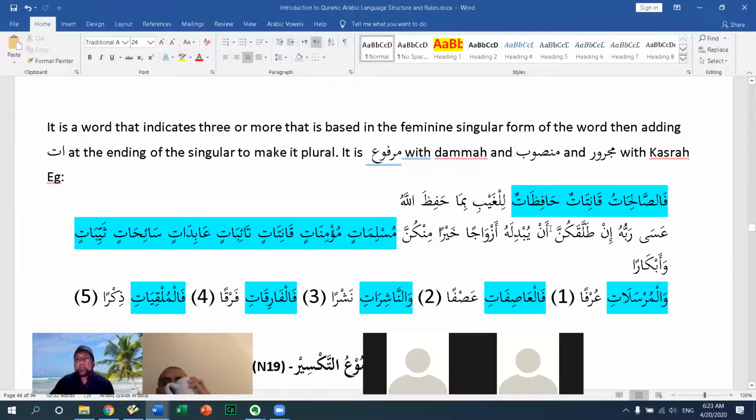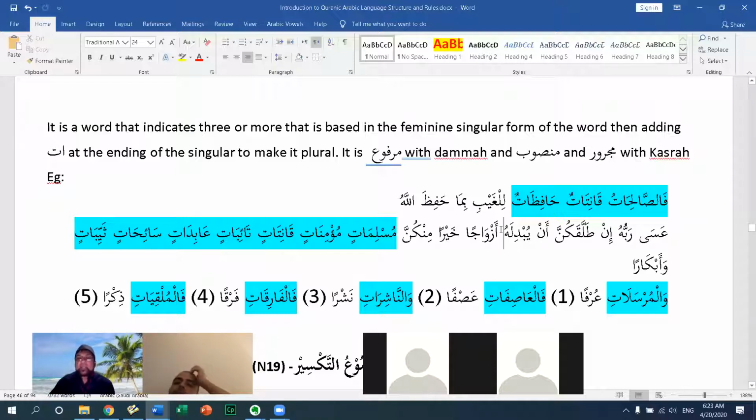أن يبدله, أن مصدرية, يبدل فعل مضارع منصوب وعلامة النصب الفتحة. This is فعل مضارع, يبدل, to switch. And أن is مصدرية, it makes it منصوب, but we'll come to that when we do verbs. أن يبدله, الهاء مفعول به الأول مبني على الضمة في محل النصب.